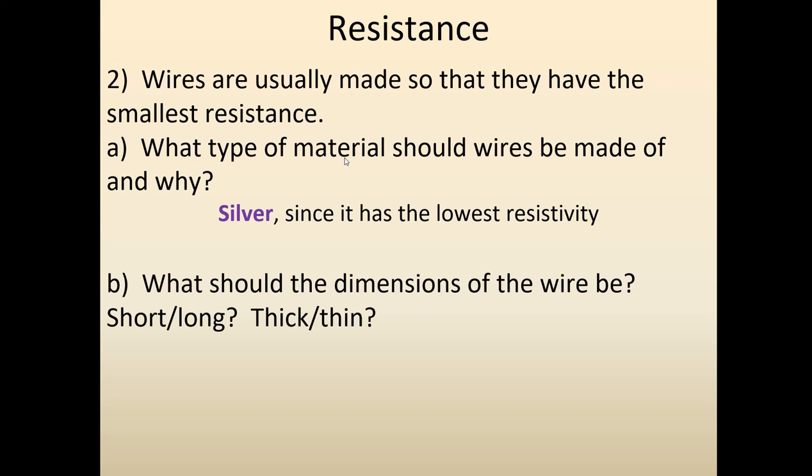Part B, the dimensions of the wire. Should it be short or long, thick or thin? Well, again, if we want the smallest possible resistance, we're going to want it to be as short as possible and as thick as possible. So we want it short and thick to allow as many electrons as possible to pass through as quickly as possible.